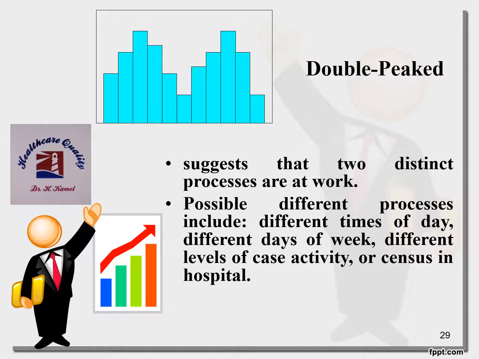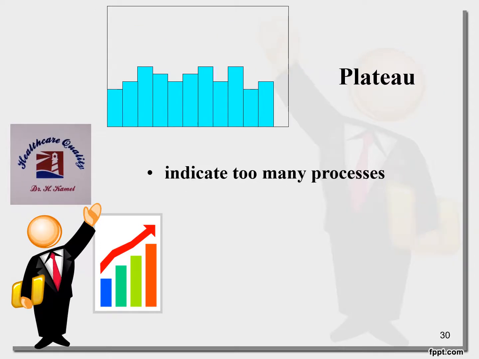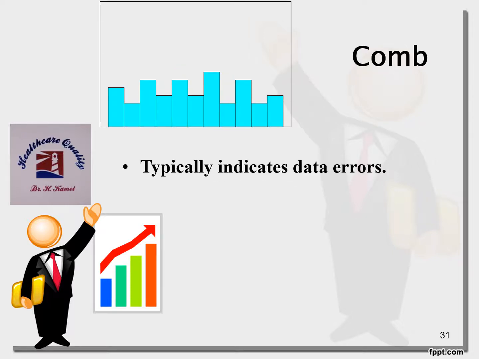Double-peaked suggests that two distinct processes are at work. Possible different processes include different times of day, different days of week, different levels of case activity, or census in hospital. Plateau indicates too many processes. Comb-shaped typically indicates data errors.